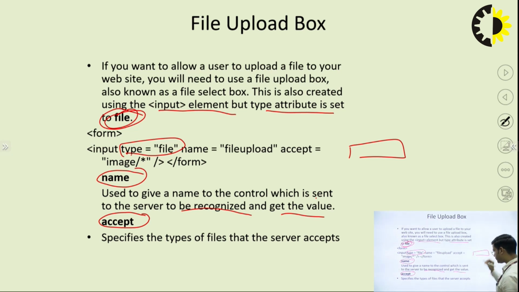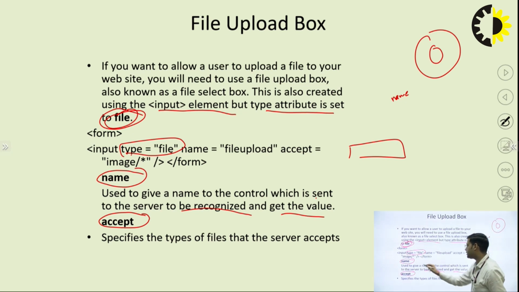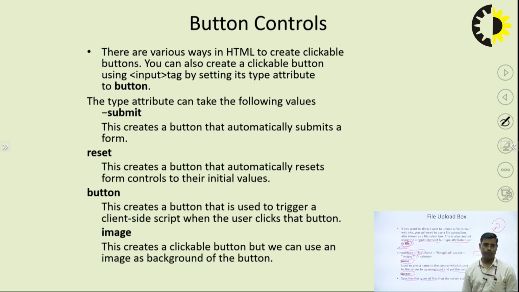That means the file is uploaded on the server. If the file comes from the user end, how can you recognize this file? Using the name, you can recognize this particular file. The accept attribute specifies the types of files that the server accepts.